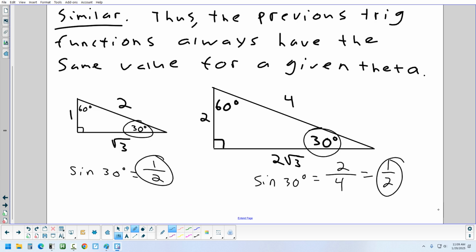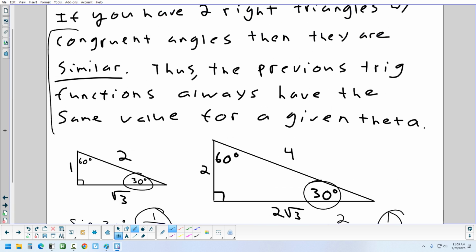All right. So any questions on this idea? That if you have two triangles and all the angles are congruent, that means the triangles themselves are similar and they have the same trig functions, same values.